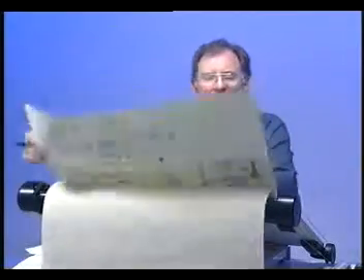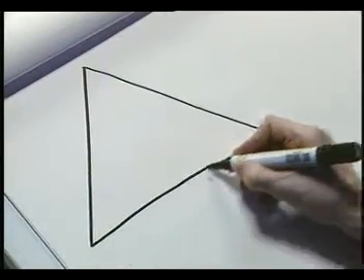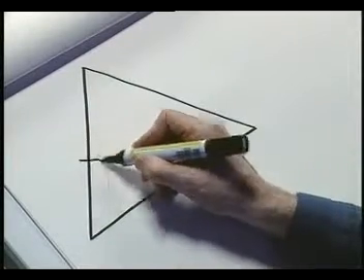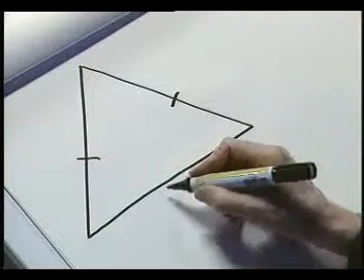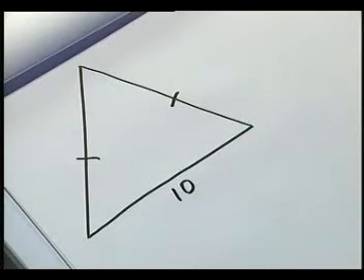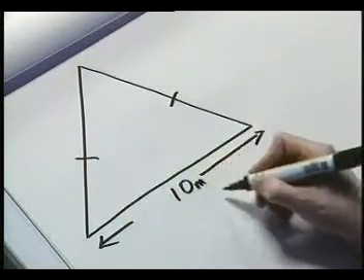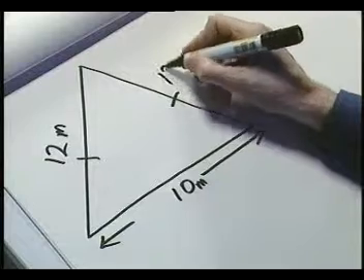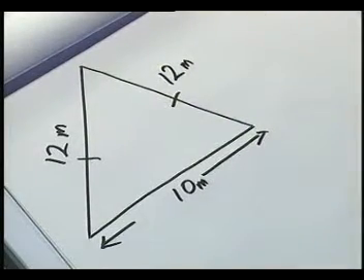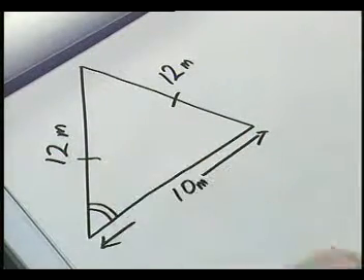Let's have a look at another example. Here we've got an equilateral triangle. Well, not equilateral, sorry. Let's make it isosceles. Isosceles triangle has two equal sides. And in this case, we'll say that we know this side is of length 10, and we know that this side is of length 12. And we'll have the units of measurement to be metres. Now, it's an isosceles triangle, and the question is, how big is that angle?